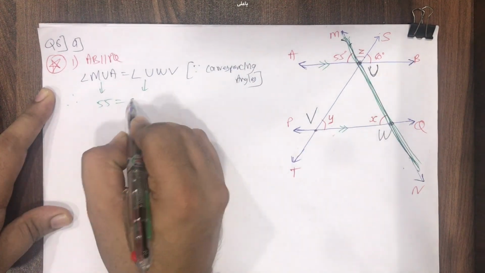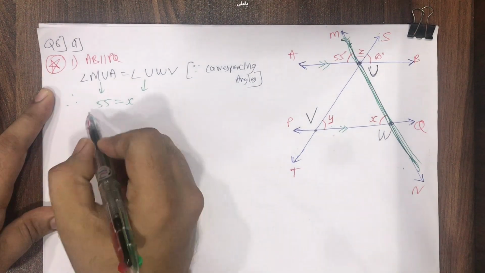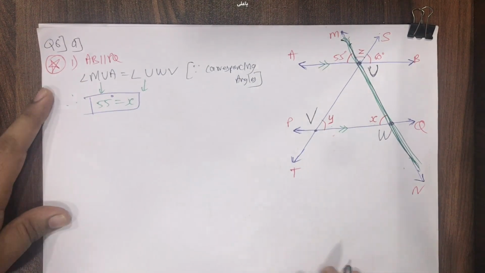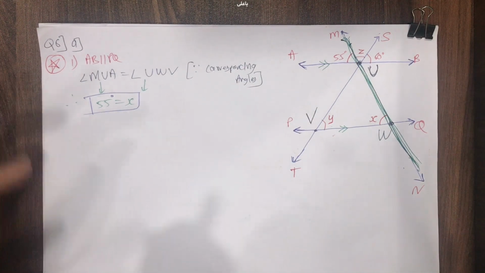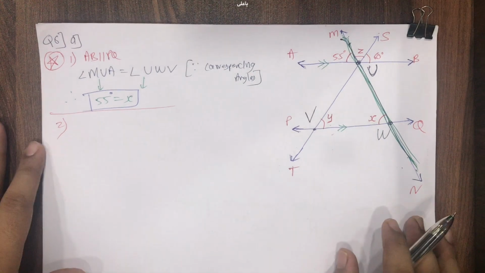UWV is this x. That's it. So we got our value, students. So value of x is what? 55 degree. It was so simple. Now next part please, fast. The next part of the question here also.